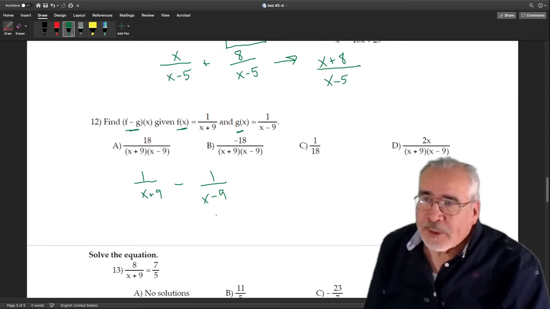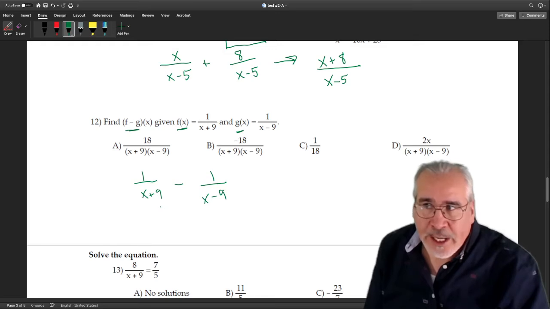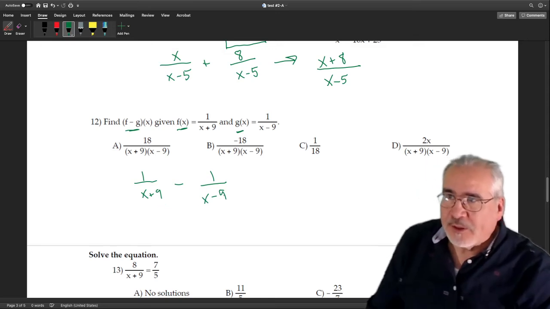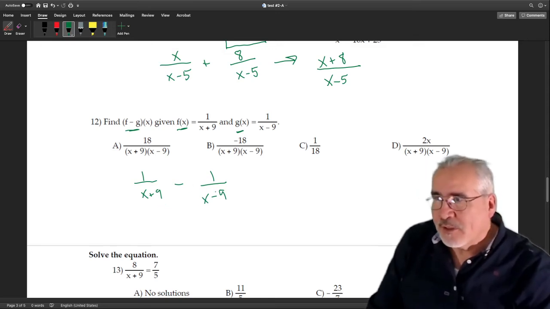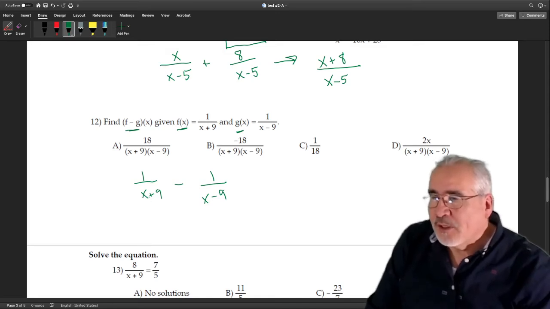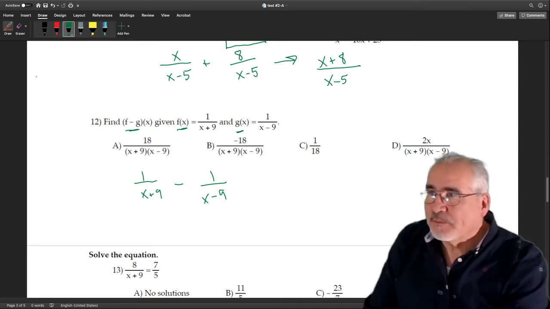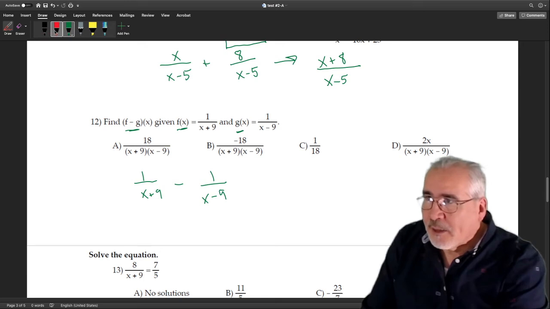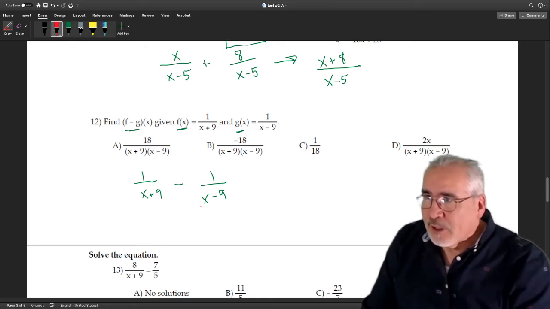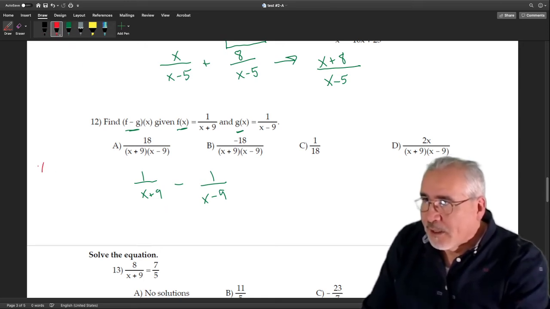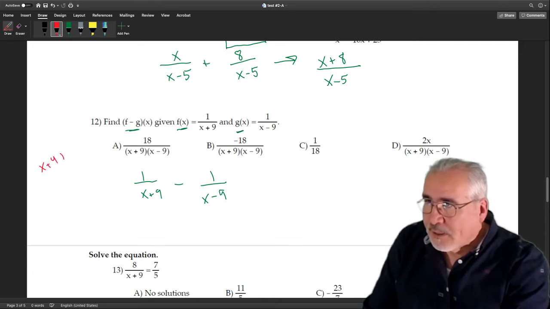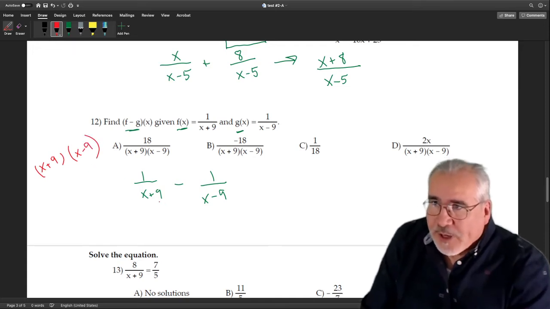Now these denominators are not the same, and you can't make them the same, even if you bring this negative through. So what we need to do is get common denominators. And the common denominator is going to be x plus 9 times x minus 9. We just multiply them together because they can't be factored or anything.